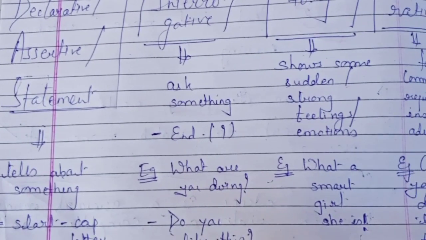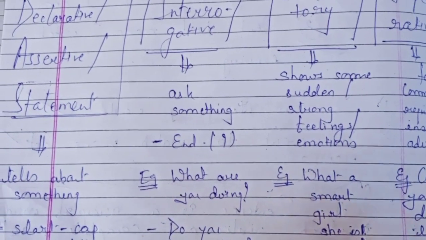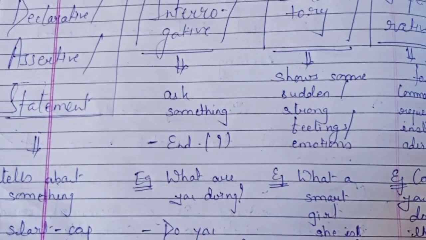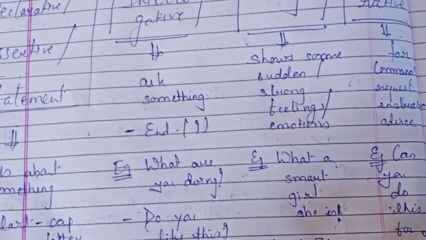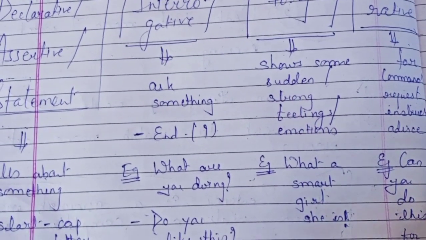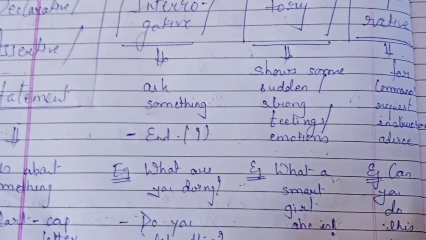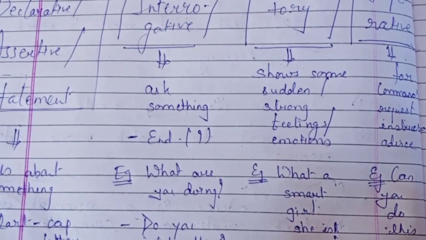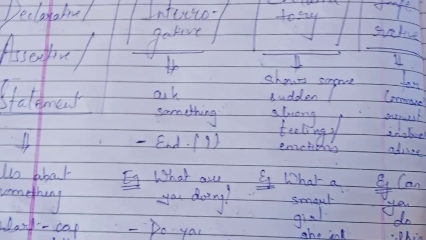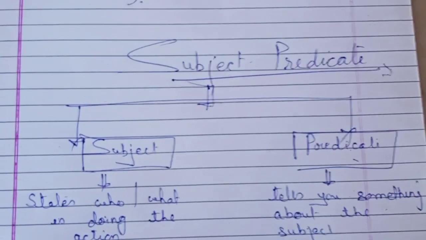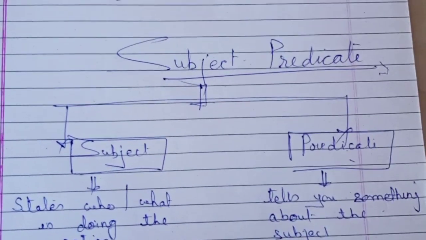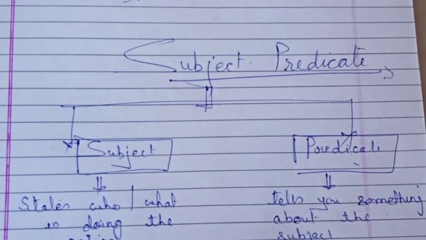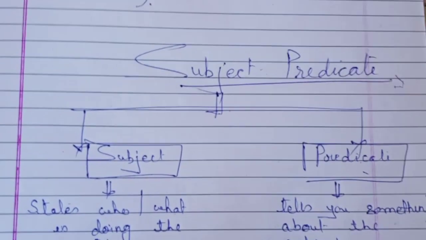Declarative sentences tell something about something or someone. Interrogative asks something. Exclamatory shows strong sudden feelings or emotions. And imperative is for command, request, advice or instruction. And there are two parts of the sentence: the first part is the subject and the second is the predicate. What do you mean by subject? Subject is who or what is doing the action.